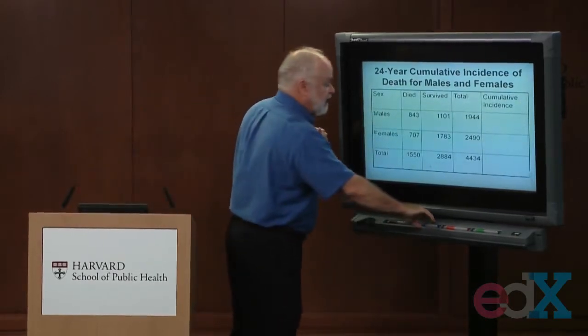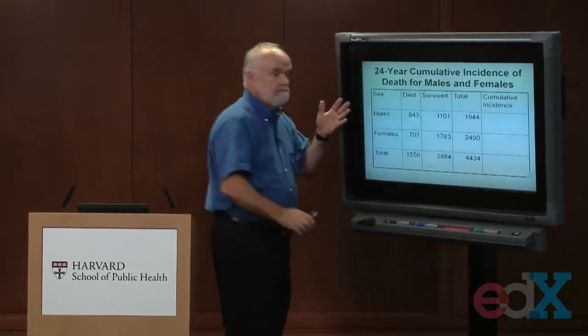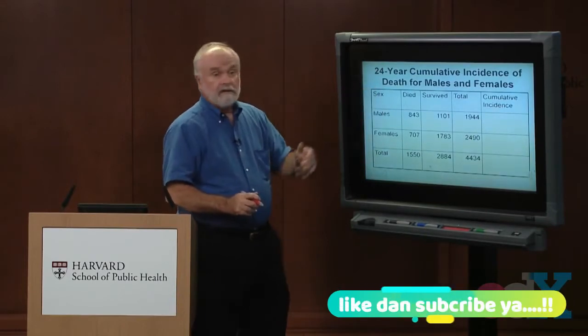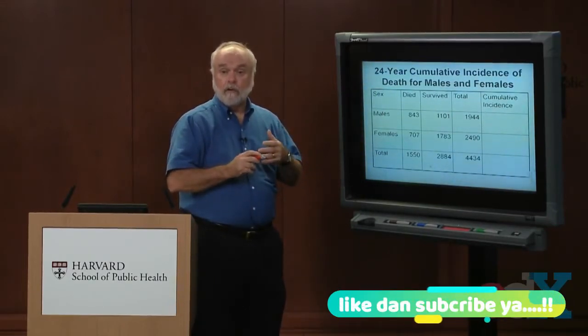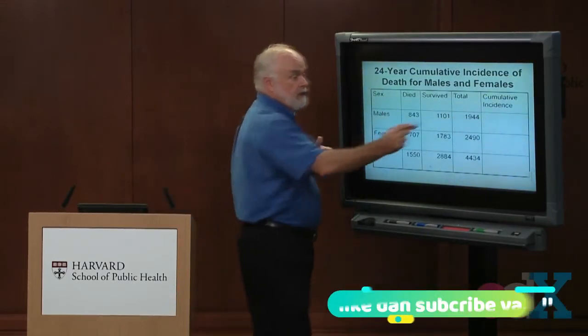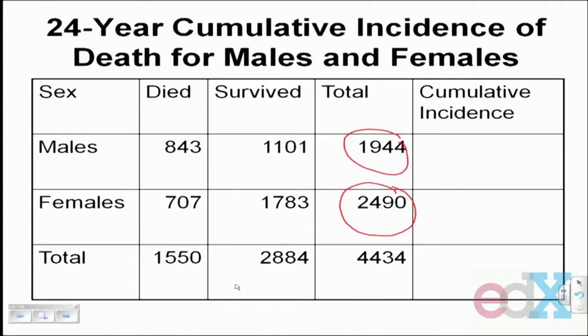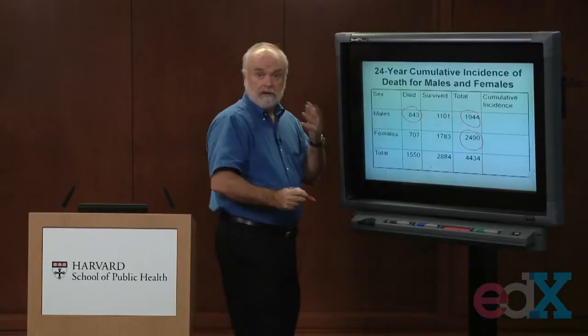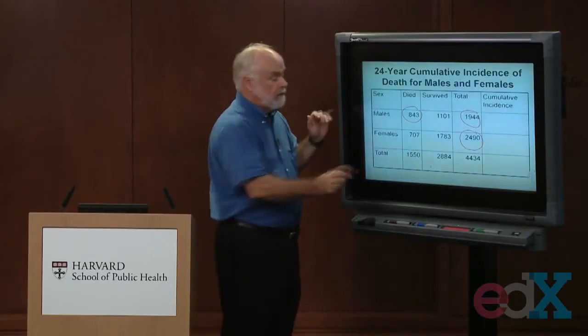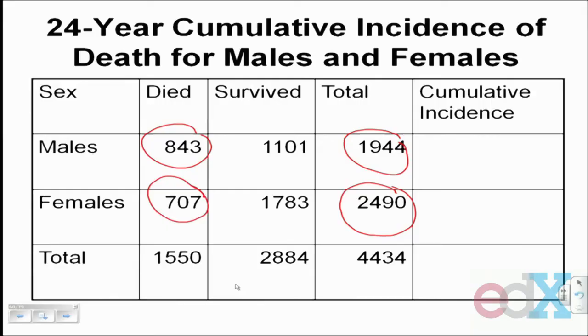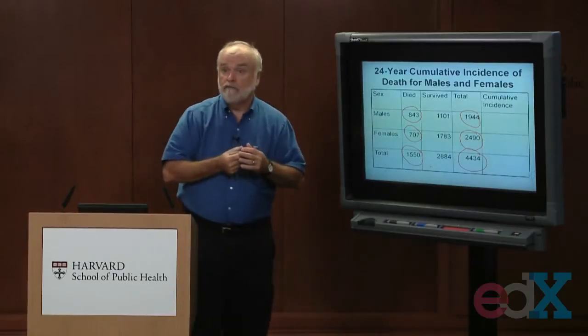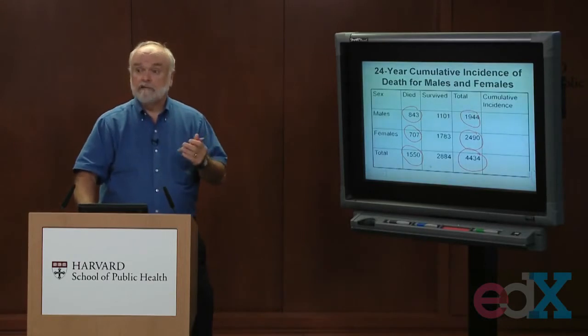What we have here is a table showing the relationship between males and females and whether they survived or didn't survive the 24 years of follow-up. We have 1,944 men, 2,490 women. 843 of the men did not survive the 24 years of follow-up, 707 of the women. In total, we have those 4,434 people, men and women together, and in total, 1,550 people died during the 24 years of follow-up. So here's your calculations.